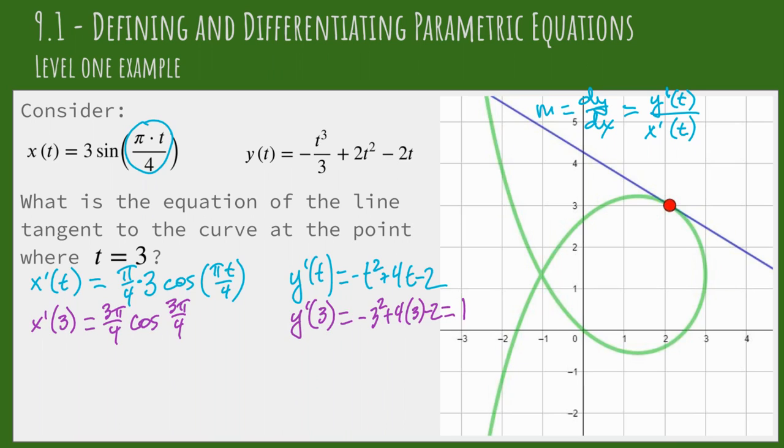Cosine of 3 pi over 4. So remember, 3 pi over 4, that's going to be in the second quadrant. Cosine is negative in the second quadrant, so I know I'm going to get a negative value.